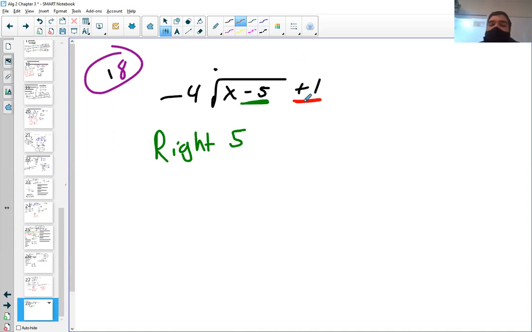Then this number out here is going to be your up and down or your vertical shift, which is up 1. So up 1. Now this number here, there's 2 parts to this number. The first part, if it's negative or positive. If it's negative, that just means it's going to flip.